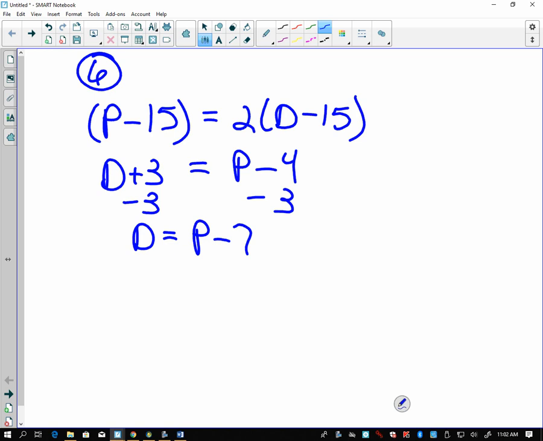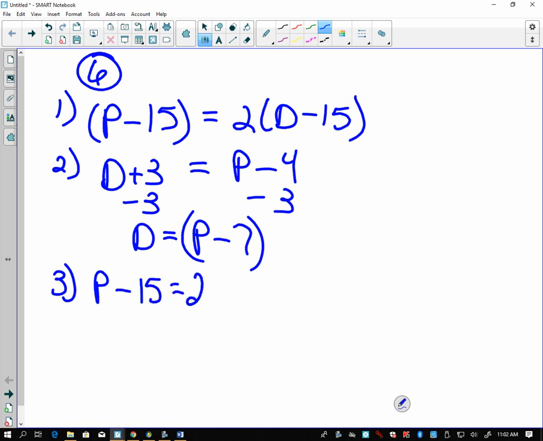So here, I'm going to substitute in P minus 7 for where I see D in the first equation. Now, with the first equation being number 1 and this being number 2, equation number 3 is going to be P minus 15 equals 2 times P minus 7 minus 15. Does that make sense? P minus 7, because that's what I'm subbing in for my D. I got P minus 15.